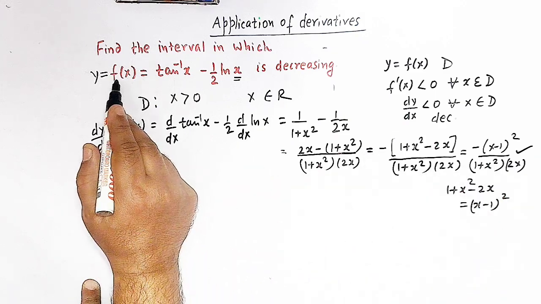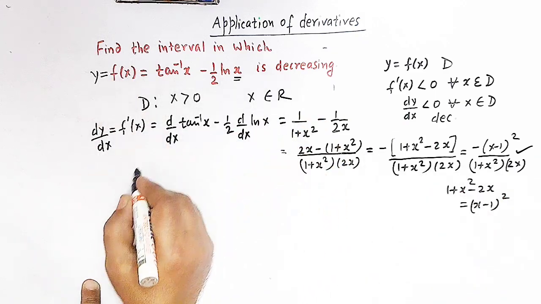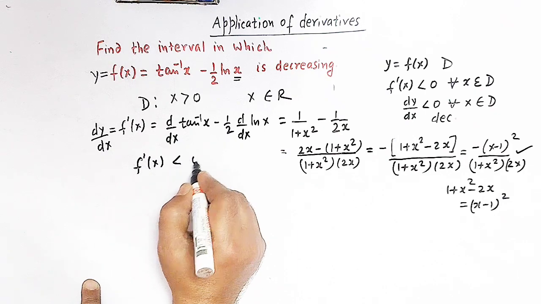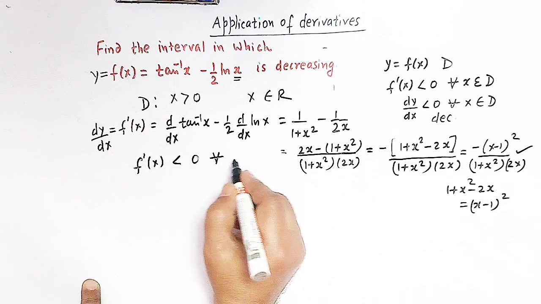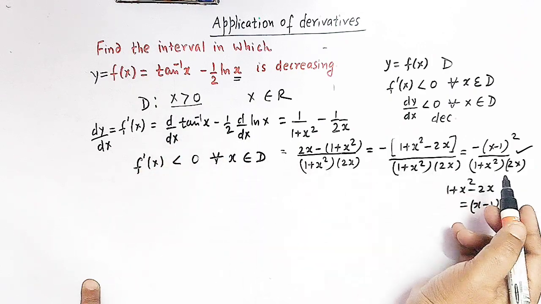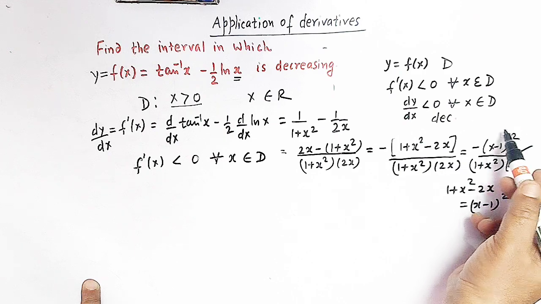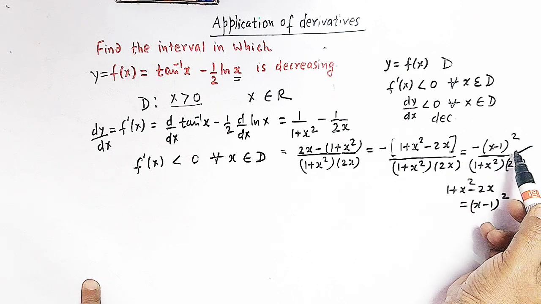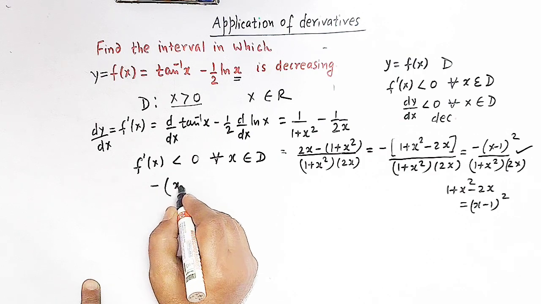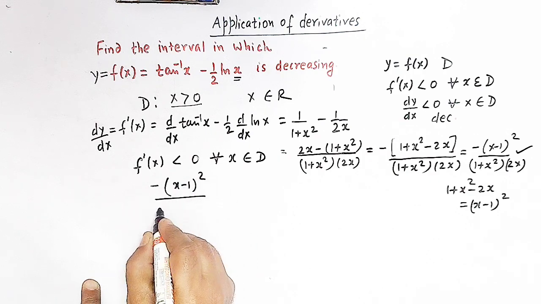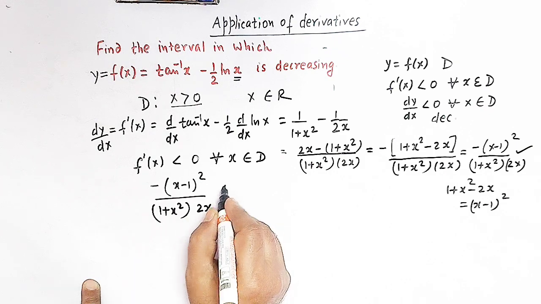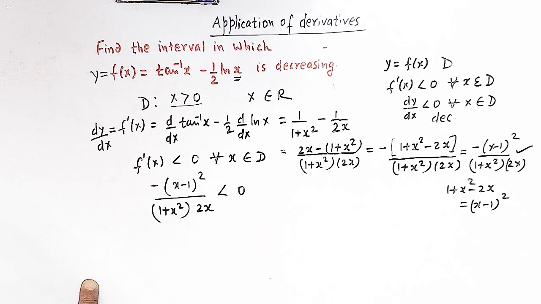Now this function is decreasing if the derivative f prime of x is less than 0 for all x belonging to the domain. So here we should have this expression less than 0. So we should write here minus x minus 1 square over 1 plus x square times 2x, and this should be less than 0.